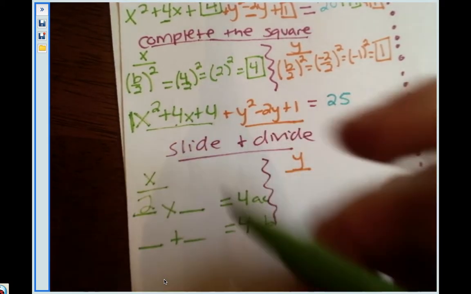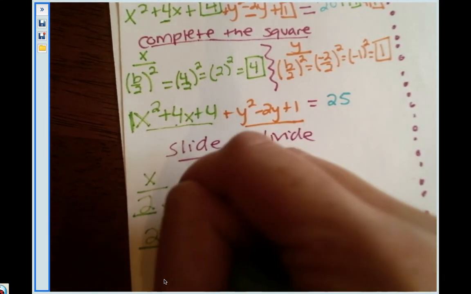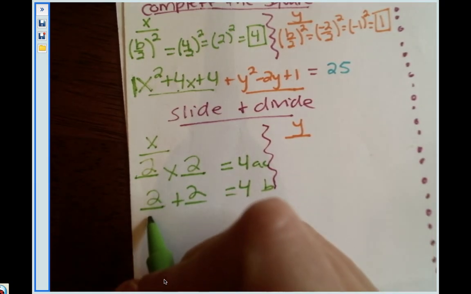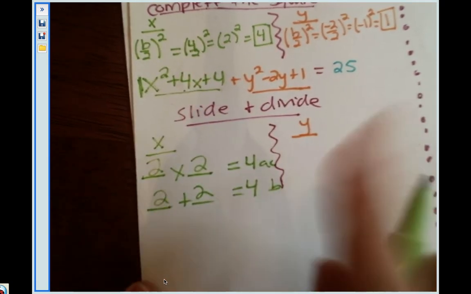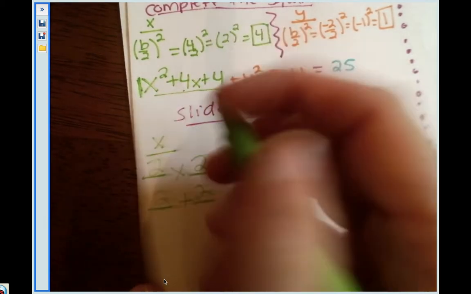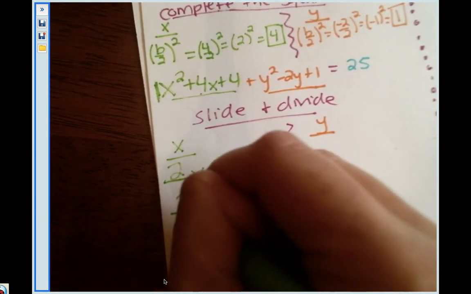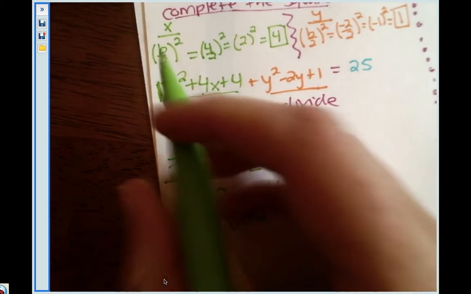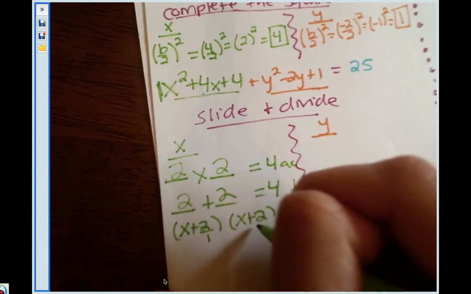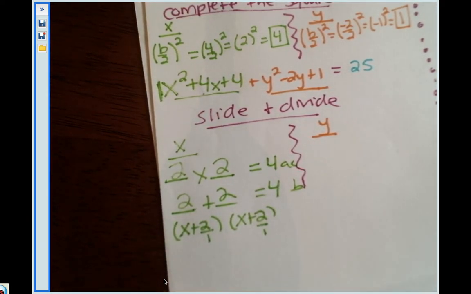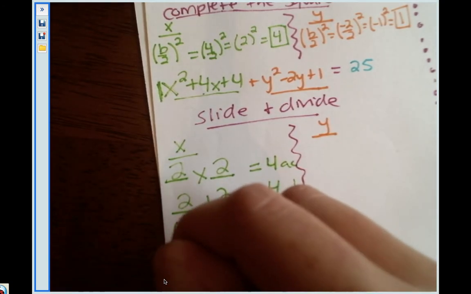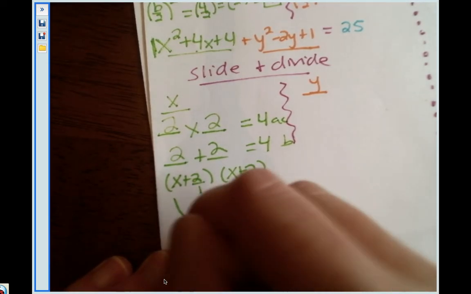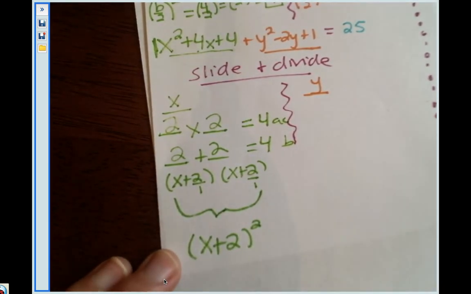Holy hot dog, you guys. It is 2 and 2. Sorry, guys, my marker is running out. Okay, so technically, I could write this as x plus 2 times x plus 2, which, don't forget, we divide by 1. So we slide and divide by the 1, and 2 over 1 is just 2. Okay, so I can just rewrite this whole thing as x plus 2 quantity squared. Look at that. Holy hot dog.